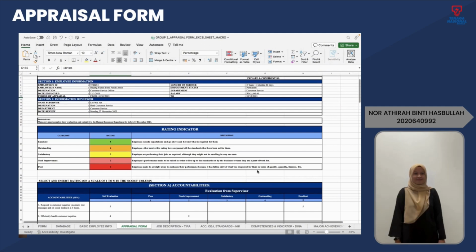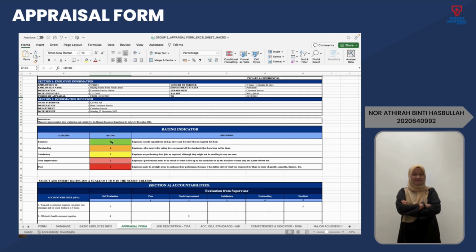But before that, these are the rating indicators for an employee. There are 5 ratings here. As you can see on the screen, number 5 is the highest score and 1 is the lowest. We have included the definitions of each rating on the right side for the reviewer's reference.